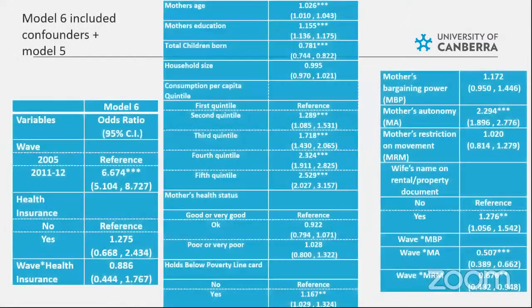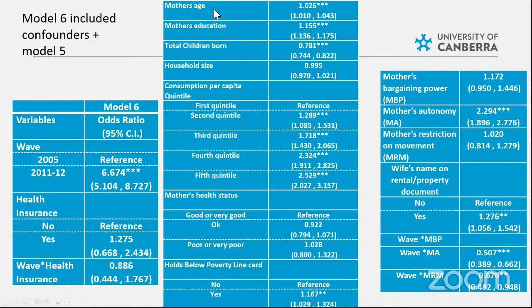Going to our most comprehensive model, we had included a host of confounders, which I discussed earlier. The model also retained all other variables that we had included in the earlier models. I had broken it into 3 here. Now, the year of survey, you can see here, remained statistically significant, but health insurance and its interaction with wave were no longer statistically significant. So when we included mother level and household level confounders, health insurance lost its statistical significance.